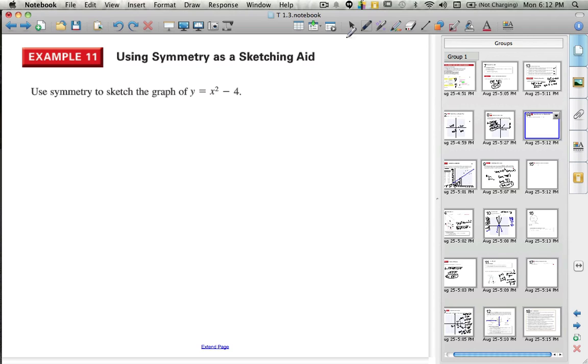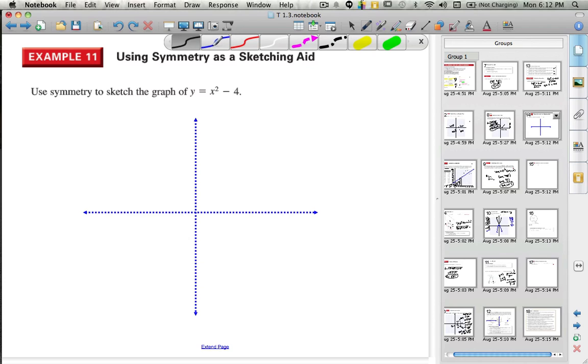Again, we're using a quadratic function. I'm just going to go ahead and draw in a grid here really quick, and I'm going to sketch it really fast.